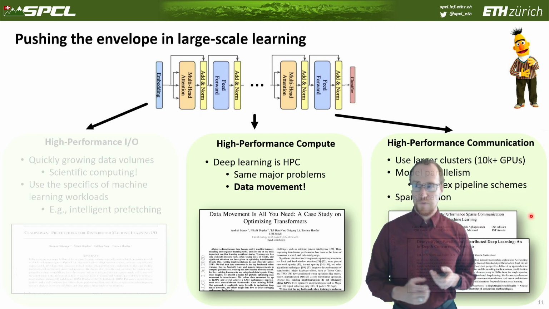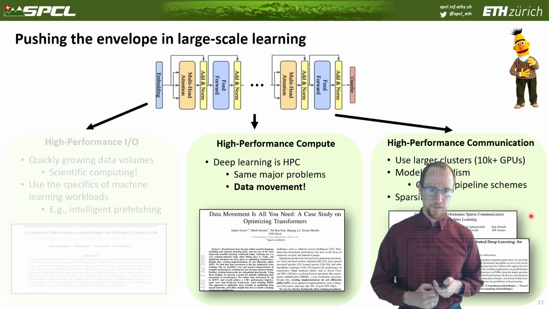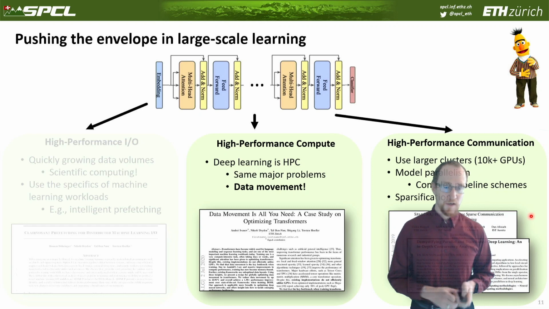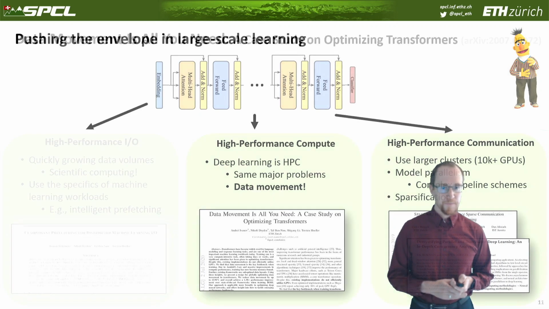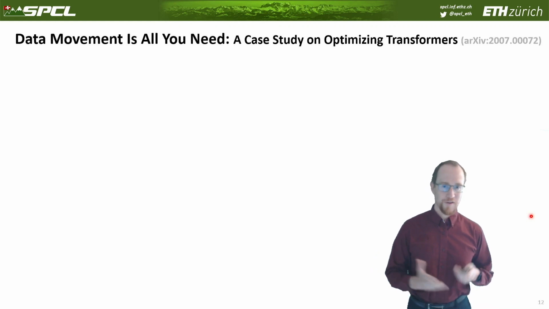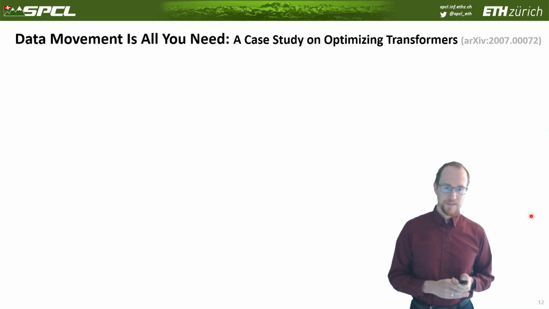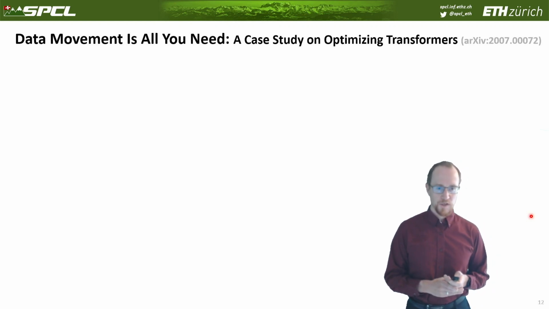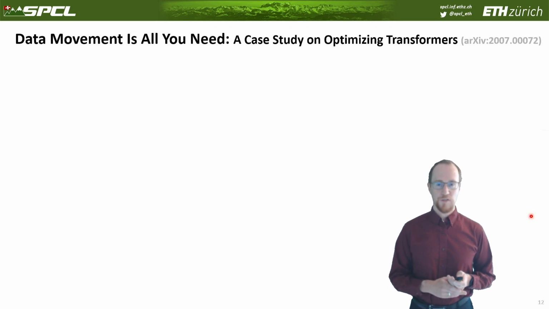So that was one particularly effective trick that is very useful in practice. Let's now move to the second pillar, high performance compute. Deep learning is high performance computation, which means that data movement may be all you need. Here we had a little case study on how to optimize transformer networks, the networks I mentioned earlier that are incredibly important for large scale compute, for a particular V100 GPU system.